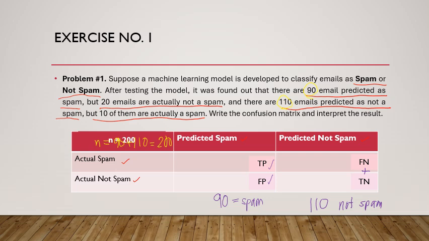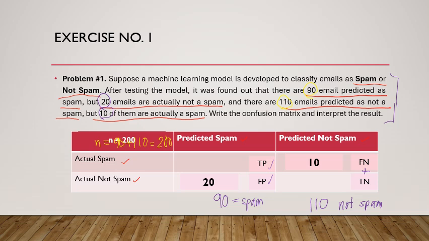The next, we are now going to plot this one. We have here the 20 mails that are actually not spam. So it was predicted as spam, but it is actually not spam. So it is our false positive. And then we have here 10 that are predicted to be not spam, but they are actually spam. So we have here our false negative. Now, as you look at our given problem, there's no value for the predicted spam and the predicted not spam.